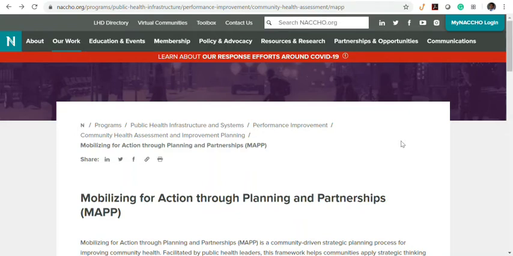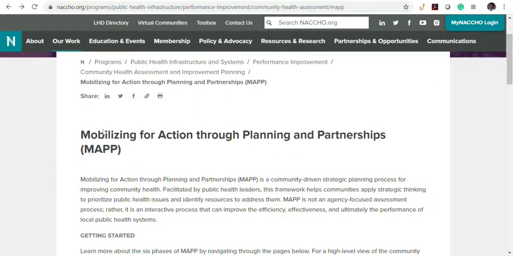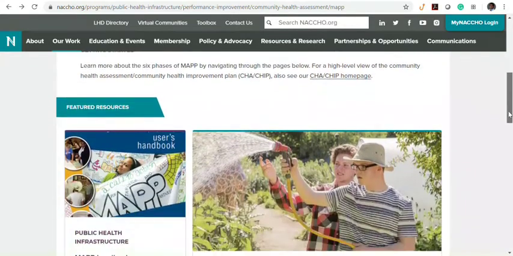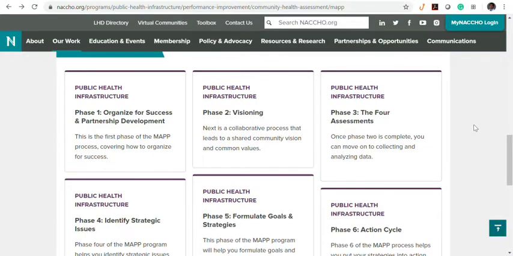For today's discussion assignment question that I have given students, I would like for students to visit the website that talks about the mobilization for action through planning and partnership, the MAPP process, and use this framework of 6 steps, as we will go into in just a little bit, to see if students can help address one community-based question.